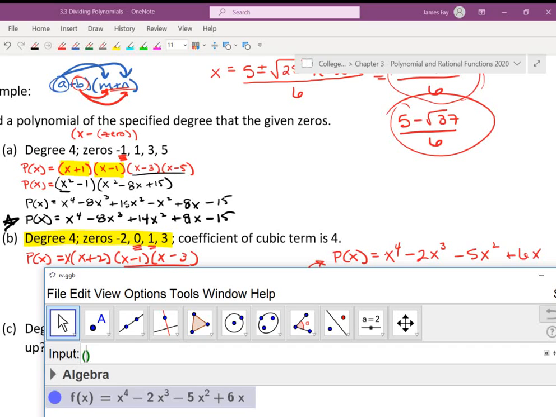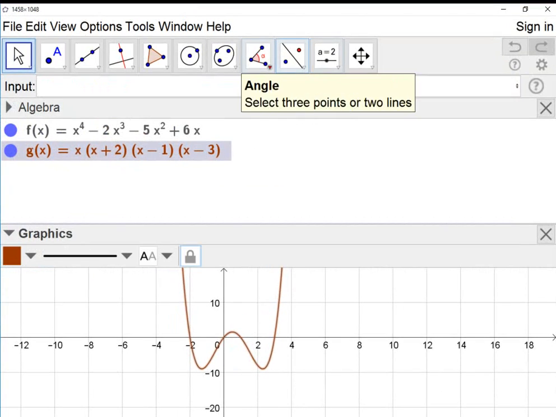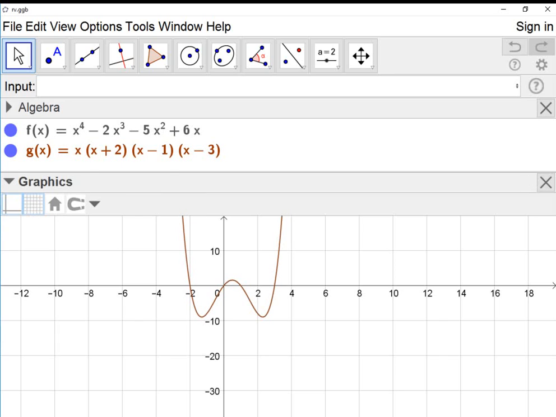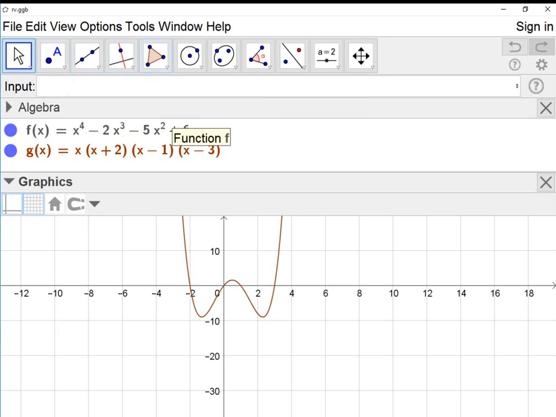Or if we would have just written it as, GeoGebra can graph it as X times X plus 2, X minus 1, X minus 3, okay? I like to graph them both simultaneously because it then indicates to me when I toggle off the colors that I do have two equal representations of the same thing, right? Okay. Now those are the zeros.